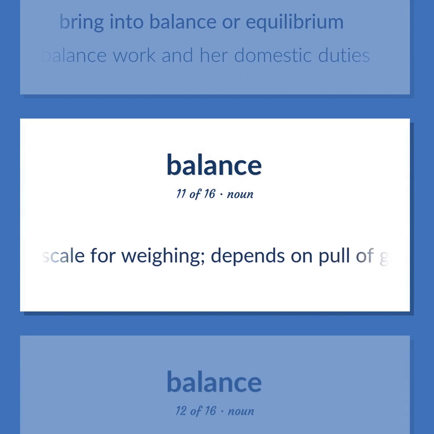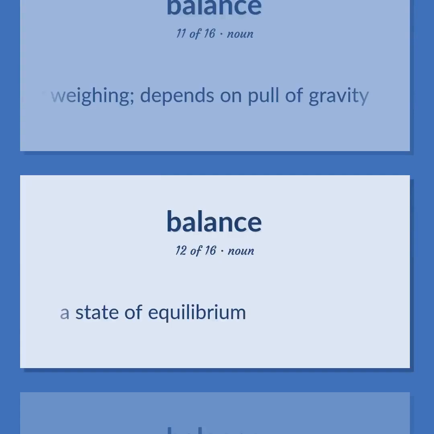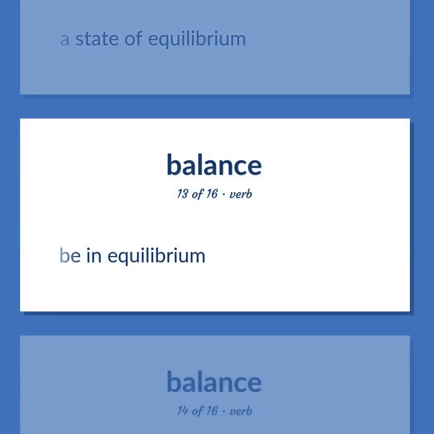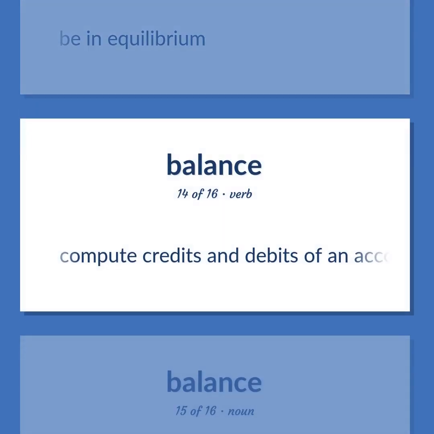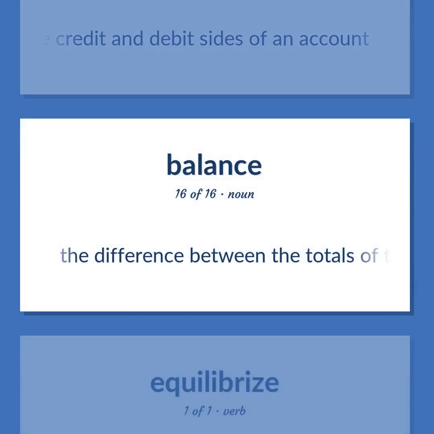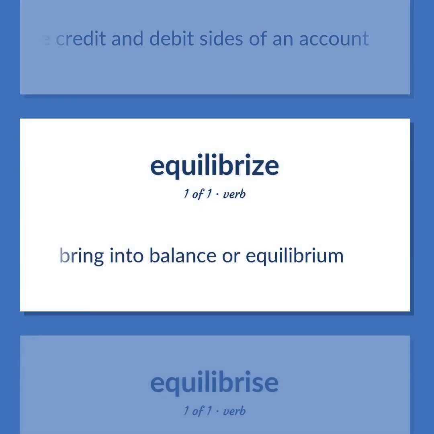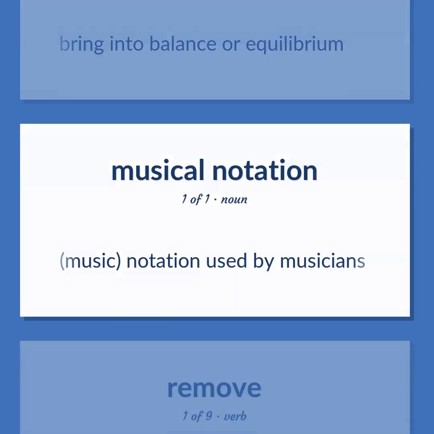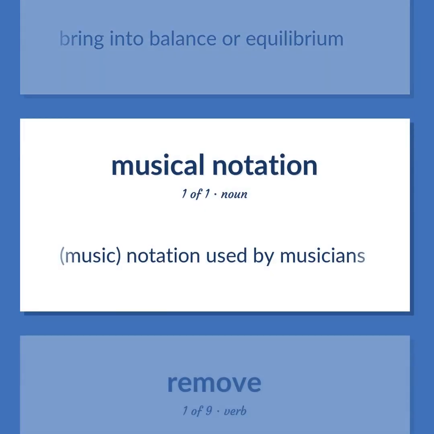A scale for weighing, depends on pull of gravity. A state of equilibrium. Be in equilibrium. Compute credits and debits of an account. Equality between the totals of the credit and debit sides of an account. The difference between the totals of the credit and debit sides of an account. Bring into balance or equilibrium. Bring into balance or equilibrium. Music, notation used by musicians.